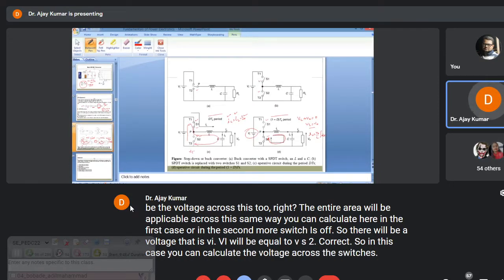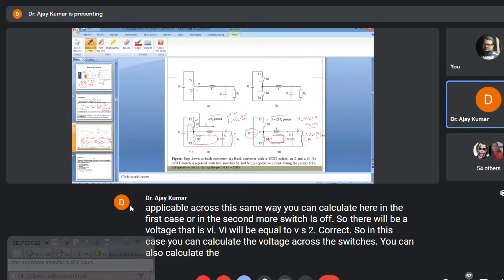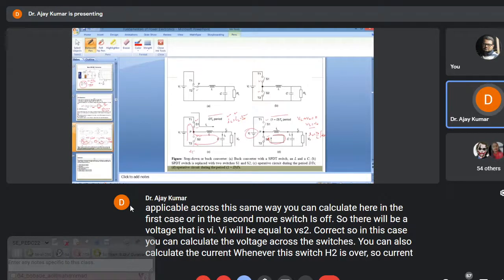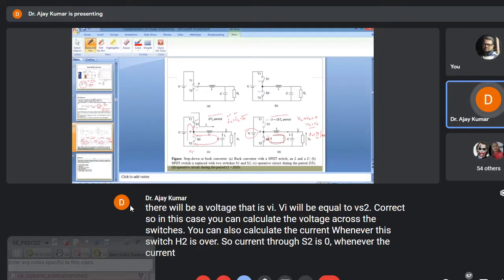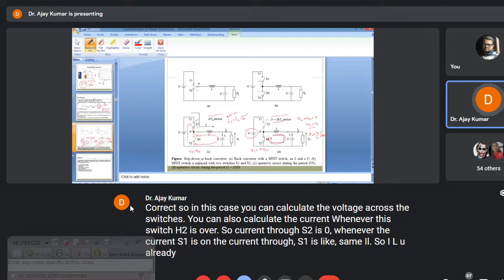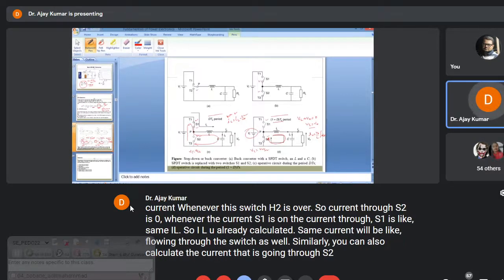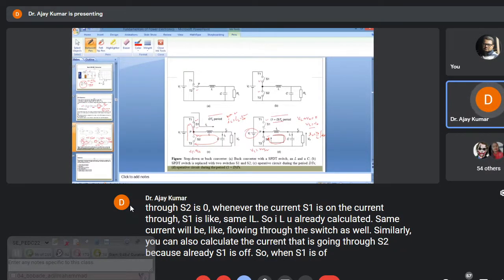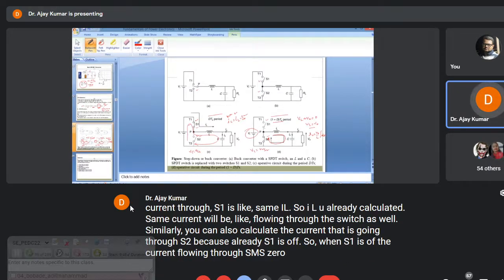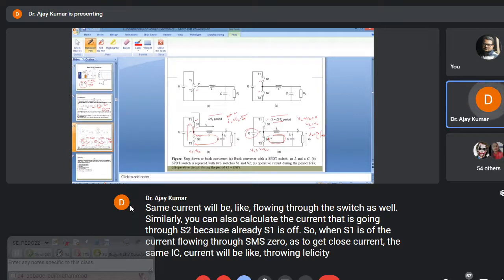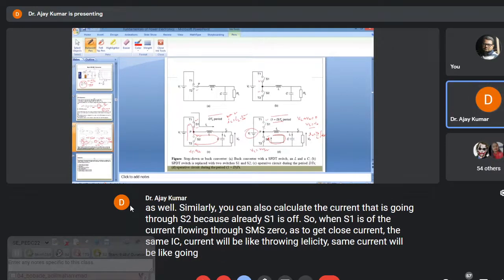You can also calculate the current. Whenever switch S2 is off, the current through S2 is 0. Whenever S1 is on, the current through S1 is the same IL. So IL you have already calculated, and the same current will be flowing through the switch S1. Similarly, you can also calculate the current flowing through S2, because S1 is off. So when S1 is off, the current flowing through S1 is 0. Across S2, the same IL, IC current will be flowing through this S2. So now you have to draw the waveform, right?